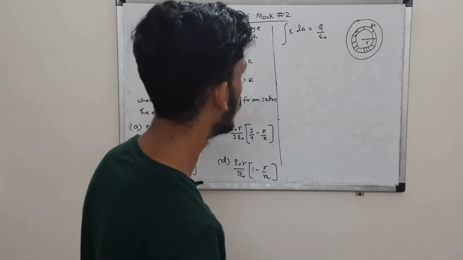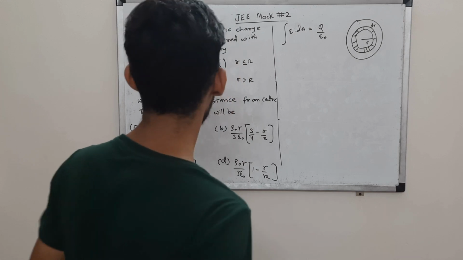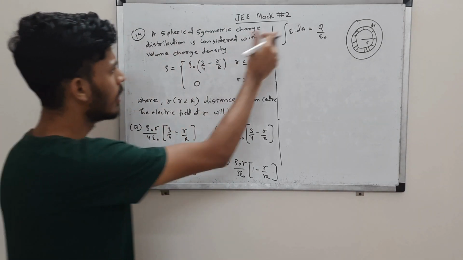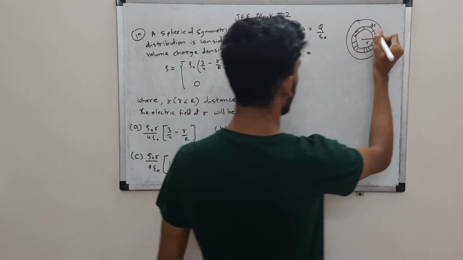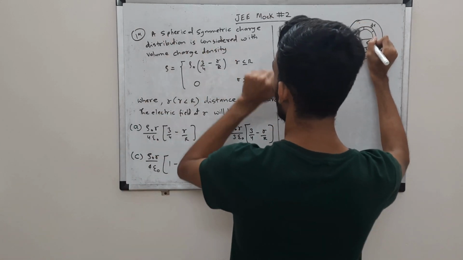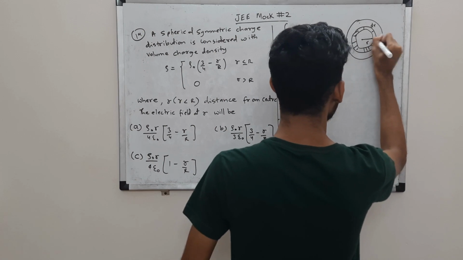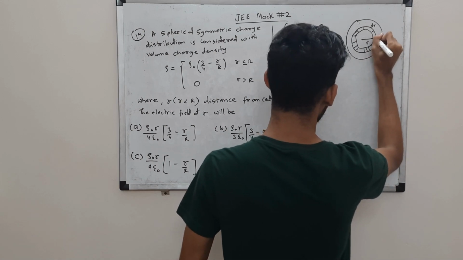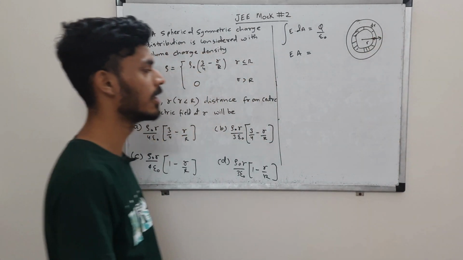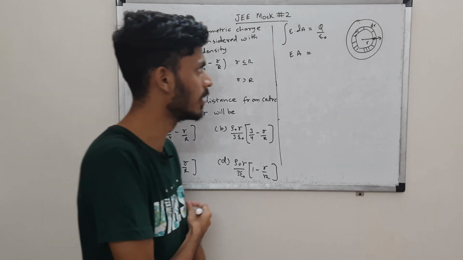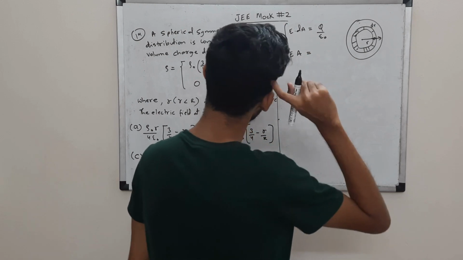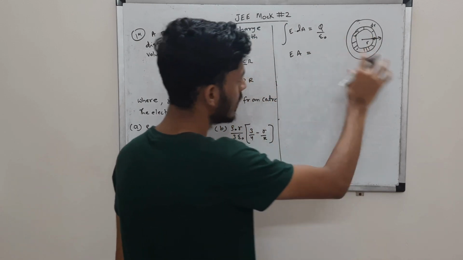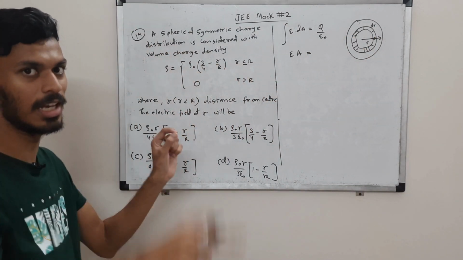Now the problem over here is we don't have the charge. Here E and A will simply come out. E is symmetric, a symmetric spherical charge distribution. For the area element, E and dA are in the same direction. And integration of dA will give you A, and for a particular distance r, E is uniform, spherically uniform.